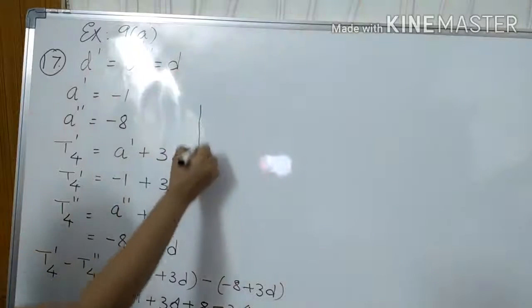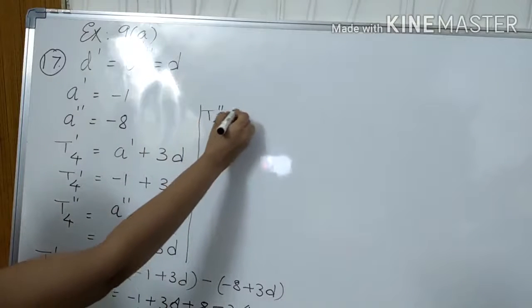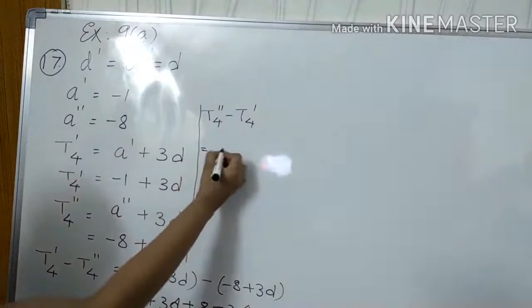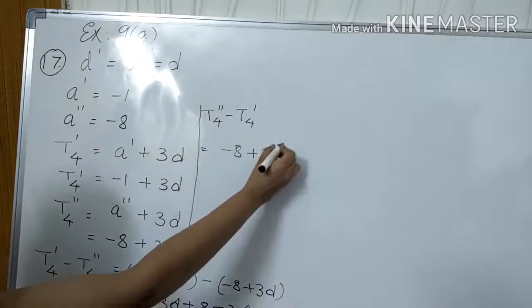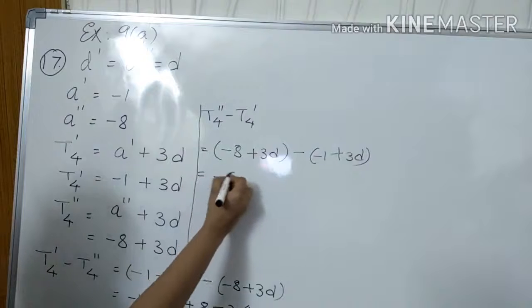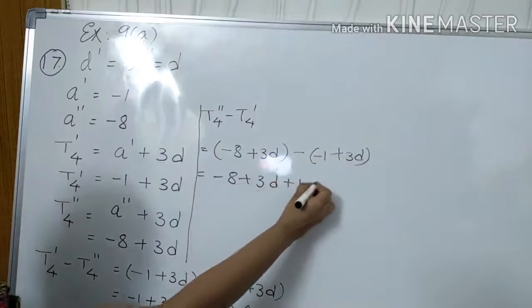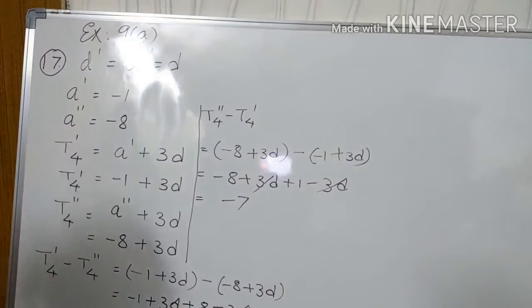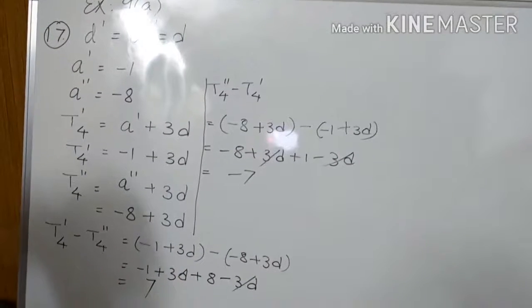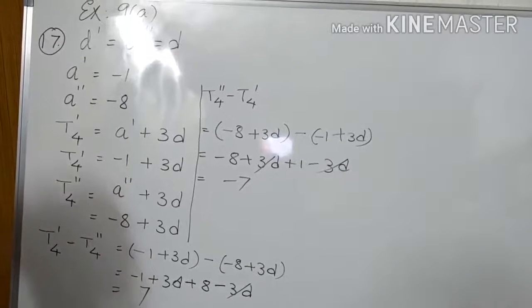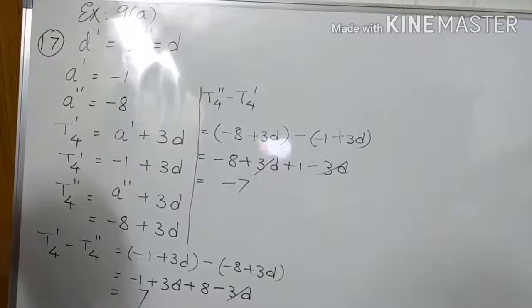Now let us take T4'' minus T4'. In this case we take the second AP's fourth term: -8 + 3d minus (-1 + 3d). So -8 + 3d plus 1 minus 3d. The 3d and -3d get cancelled and the answer will be -7. So students, we get the difference of the first AP's fourth term minus the second AP's, and the second AP's minus the first AP's fourth term. So we completed question number 17.